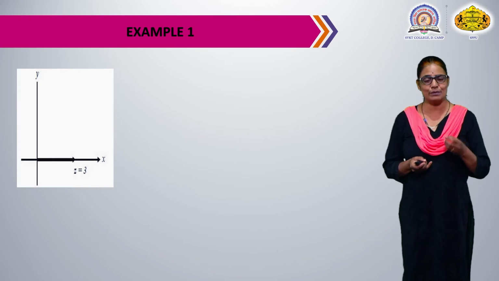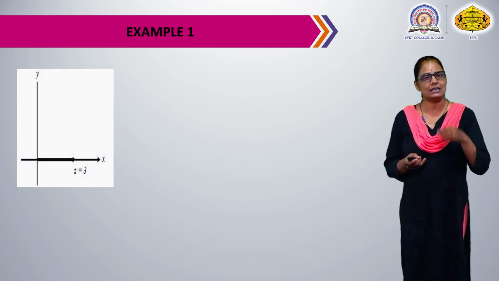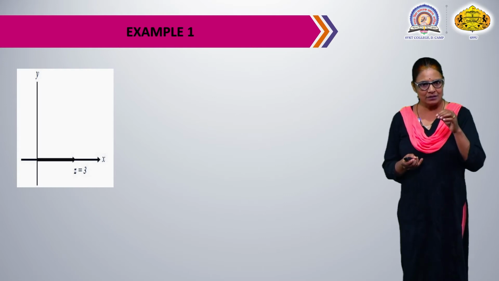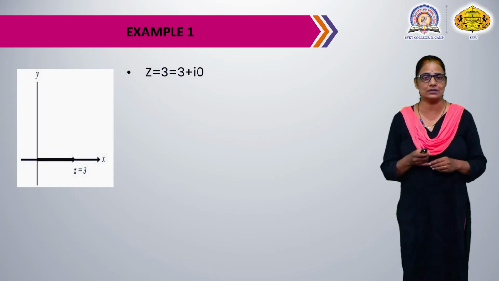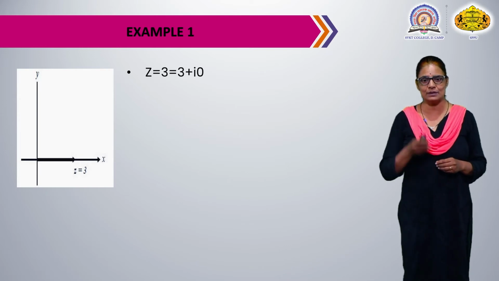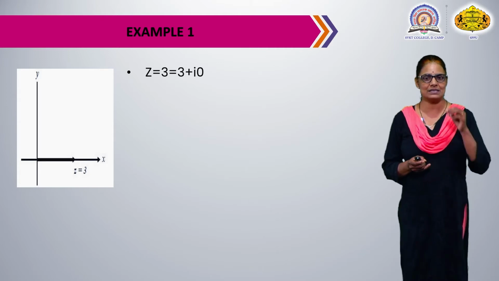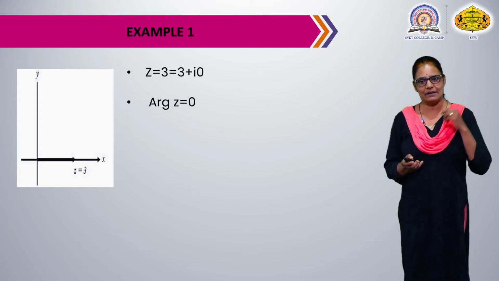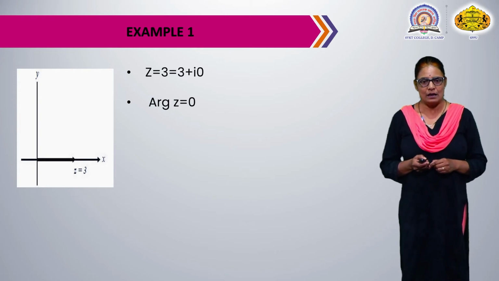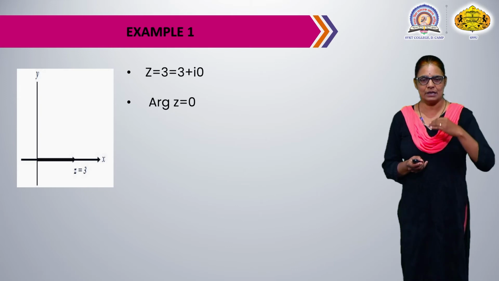In the first example, we consider a complex number which is purely real. That is, definitely it lies on the real axis. So first I consider that it lies on the positive real axis. So take z equals 3. This 3 can be written as 3 plus i times 0. So its real part, that is x, is 3 and y is 0 here. So first we concentrate on the principal argument.